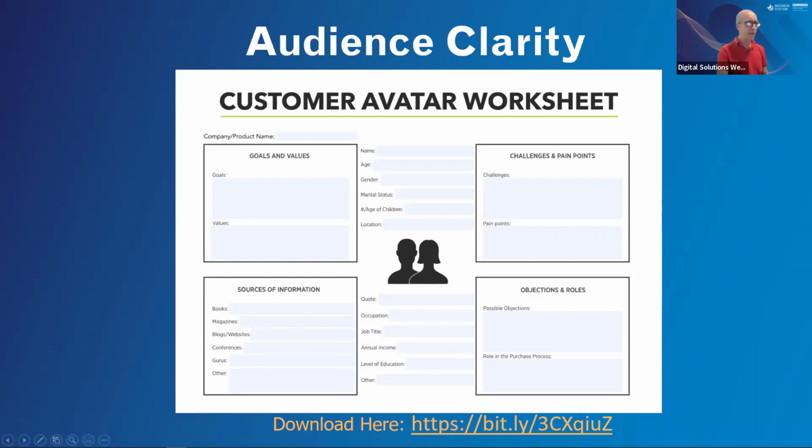So you can download that too, and you can have one per avatar, because you might have just one type of client, but probably not. Really give some thought to how many different types of customer you have. So audience clarity is very, very important in doing everything from here on in.